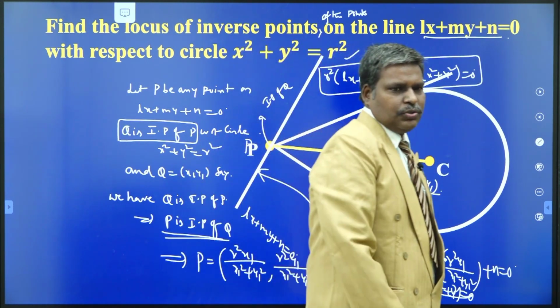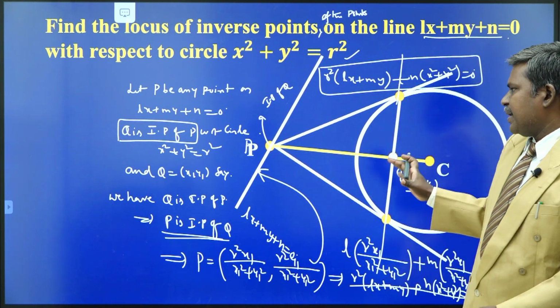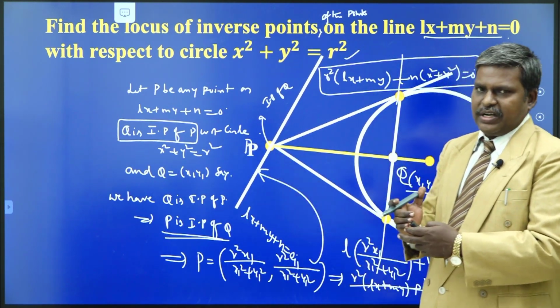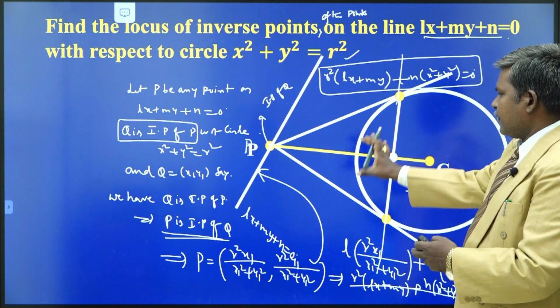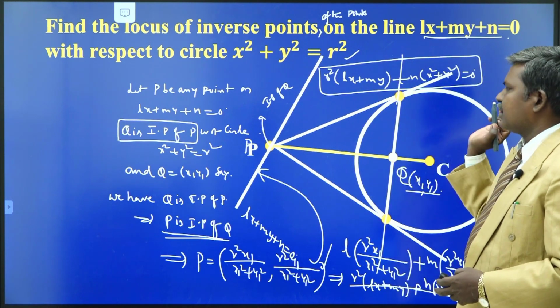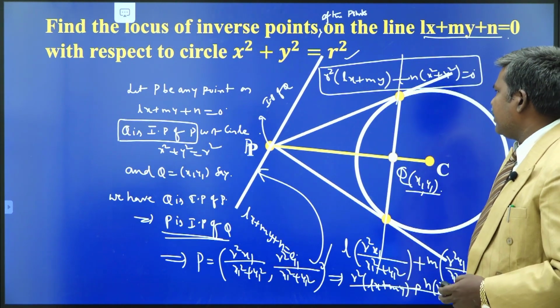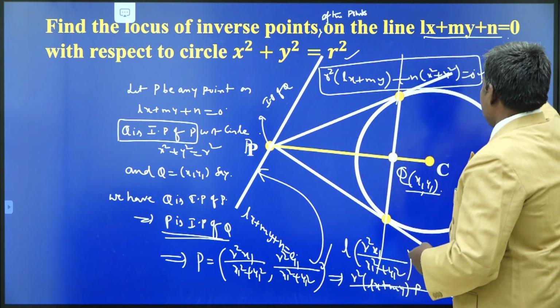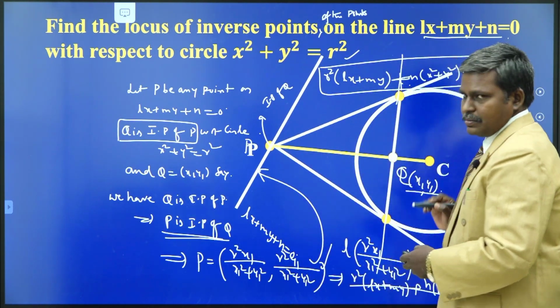Very nice question to you. Here we are applying the concept that if P is the inverse point of Q, then Q is the inverse point of P. So, just by using this formula itself, we can crack this locus as r square into Lx plus My plus N into x square plus y square equal to 0. Understand?